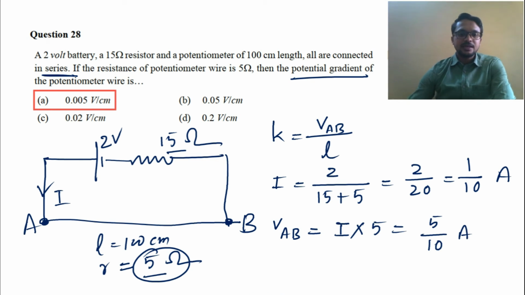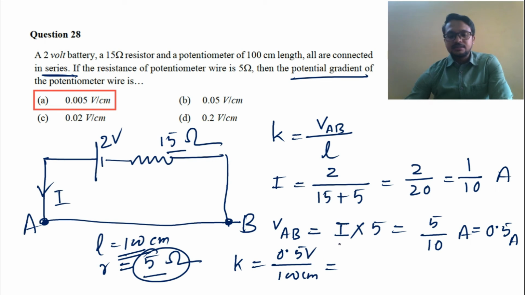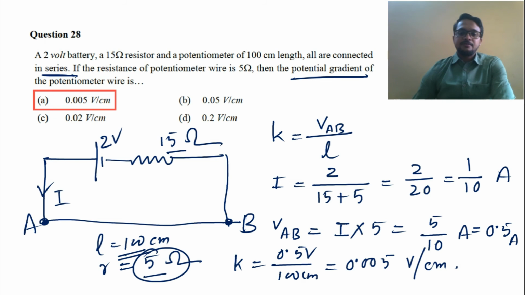Now VAB by length, the length is 100 centimeter, and all the options are in centimeter unit, so we will not convert this length into meter. We will keep it as it is. So k will be VAB, that means 5 by 10, which is 0.5 volt, divided by 100 centimeter. Here it is volt, here it is centimeter, so we get 0.005 volt per centimeter. Check the options: all are in volt per centimeter, so we will not change the unit of length.